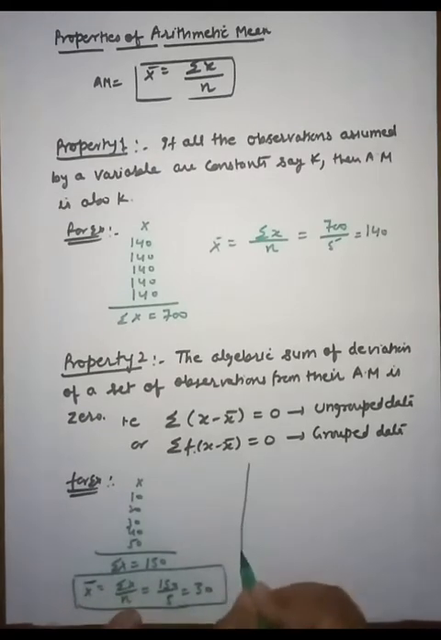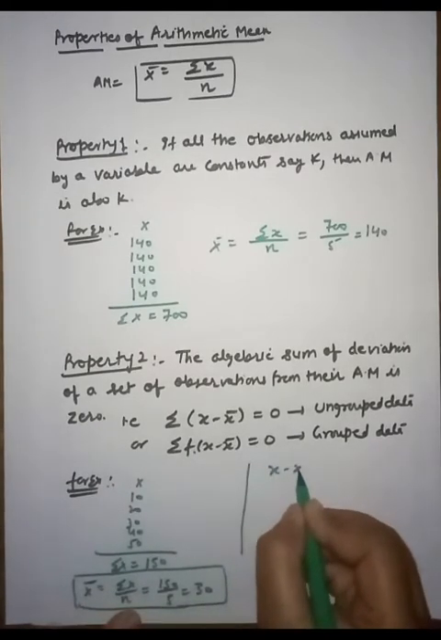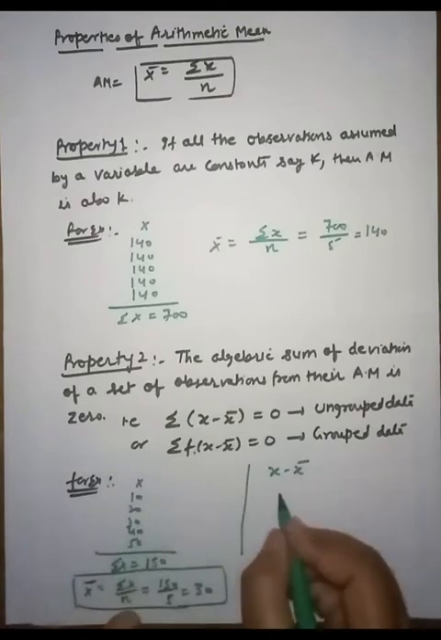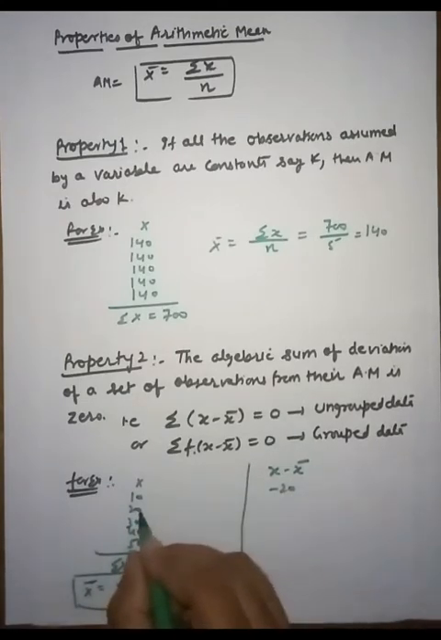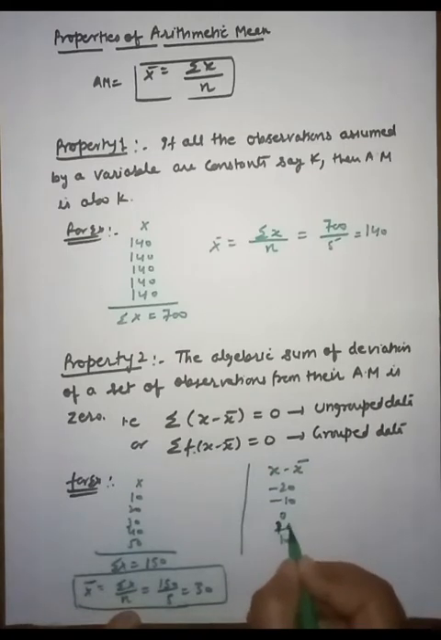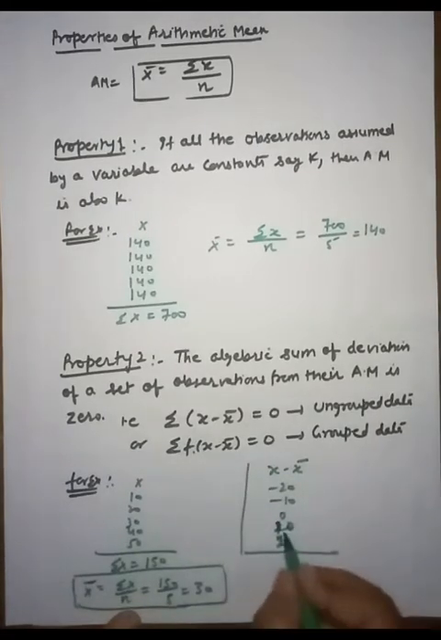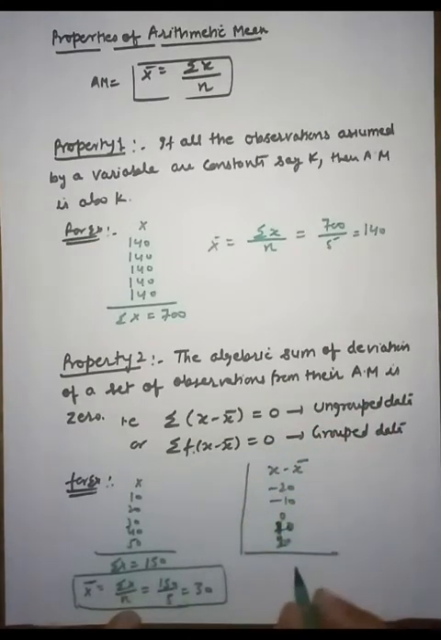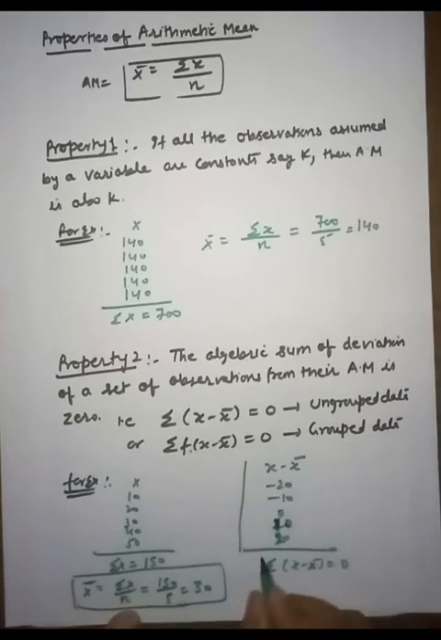Now make another column, x minus x bar. You find here x bar is 30 and x is 10. 10 minus 30 means minus 20. 20 minus 30 means minus 10. 30 minus 30 is 0. Then this one is 10 and this one is 20. Right? Now if you sum this column, you see x minus x bar comes to 0.